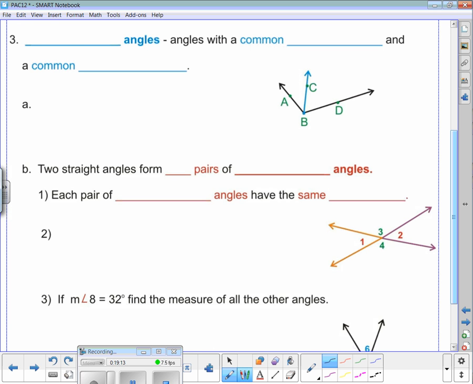All right, number 3. Jordan used this word a little bit ago. She used the word adjacent. A-D-J-A-C-E-N-T, adjacent. What are adjacent angles? They are angles with a common vertex and a common side.